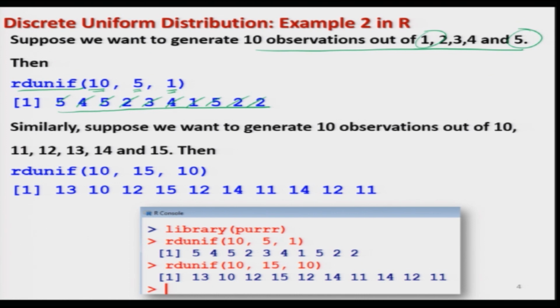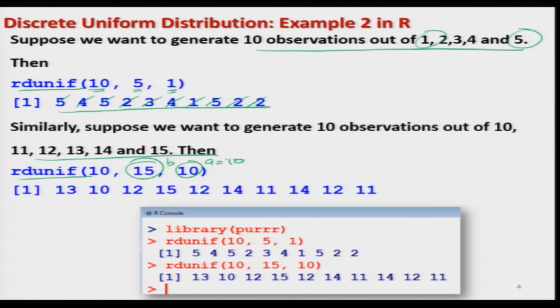Similarly, if you want to generate 10 observations from some phenomenon in which the values of x are 10, 11, 12, 13, 14 or 15, I can write my command as rdunif 10, and then the value of b will be 15 and a is going to be 10.